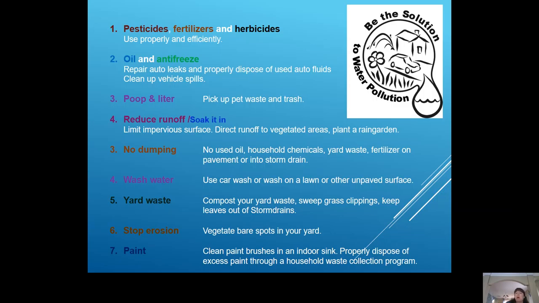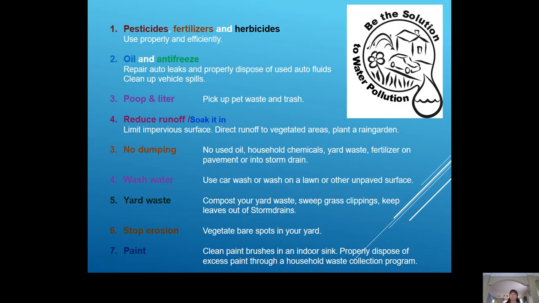Please make sure you wash your car either at a specific car wash that recycles and collects all of that soapy water, or do it in your yard. All right, don't do it on your driveway, because all that soapy water then just runs off.